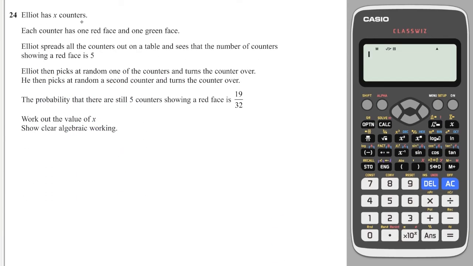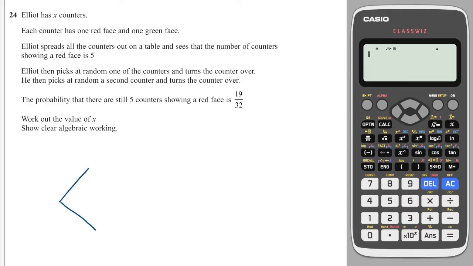Okay, if Elliot has x counters, each counter has one red face and one green face. Elliot spreads the counters on the table and he sees the number of counters showing a red face is 5. He then picks one counter and turns it over. Then he picks a second counter and turns that over. The probability there are still 5 counters showing red is 19 over 32. Find the value of x.